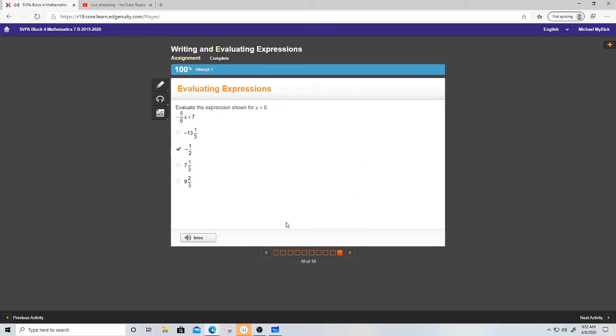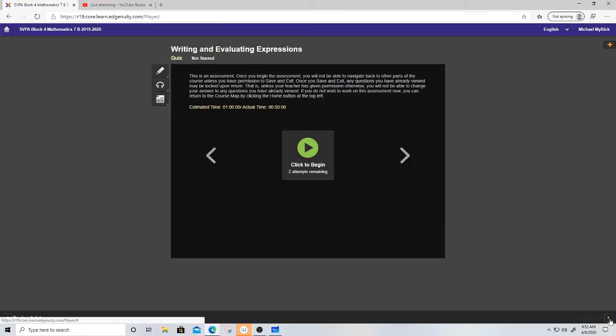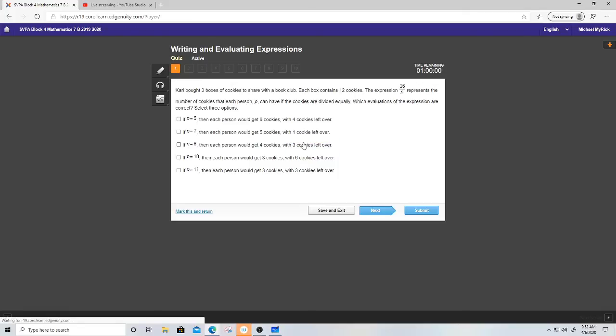Alright, it is quiz time, hopefully. Kari bought 3 boxes of cookies to share with Book Club. Each box contains 12 cookies. The expression 36 over P represents the number of cookies that each person P can have if the cookies are divided equally. Which expressions are correct?